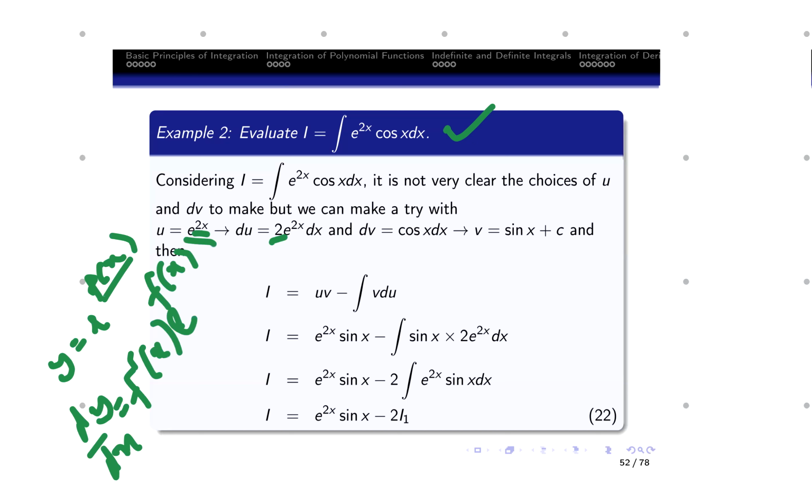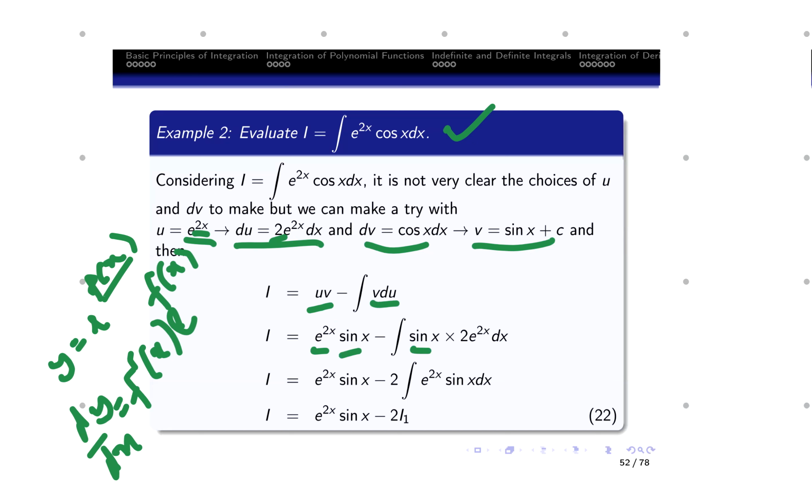And then dv is automatically cos x dx. That means v is sine x plus c, because when you integrate cos x, you get sine x. So here you have I to be uv minus integral of v du. So u is e raised to power 2x, v is sine x, minus integral of v again, sine x, times du. Du is 2 e raised to power 2x dx, all right?